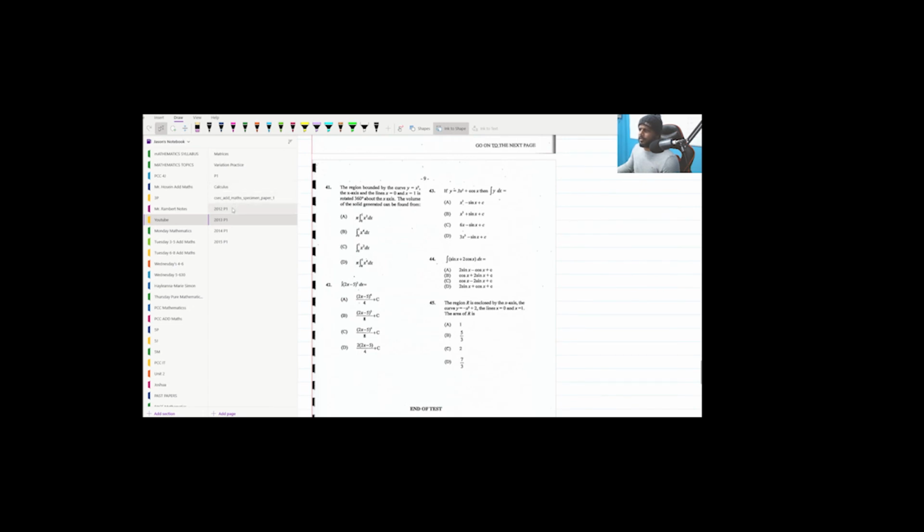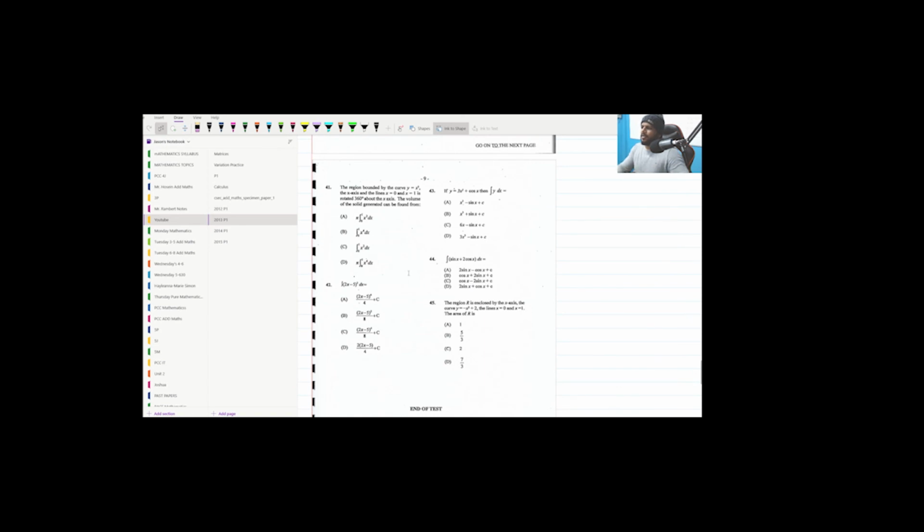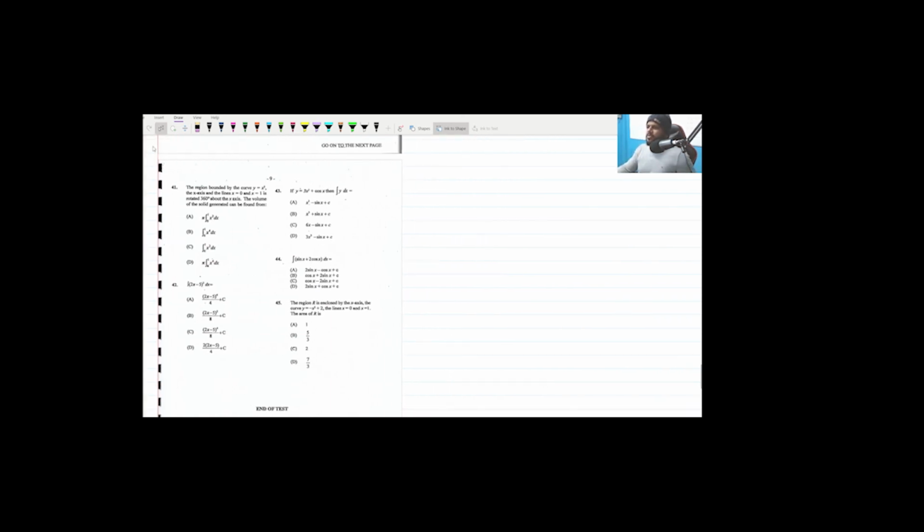The region bounded by the curve y is equal to x squared, the x-axis, the lines x is equal to 0 and 1, is rotated 360 degrees about the x-axis. So when you're rotating 360, it's going to be pi y squared dx, which is pi times the integral of y squared dx. Y is x squared, so y squared will be x to the power 4. The integral of x to the power 4 dx between 1 and 0. They didn't want us to work it out, they just wanted us to figure out what the expression was. It's not going to be this, because it needs to have a pi in the formula. It's not going to be this because y squared is not x squared. It's going to be D. Easy peasy.